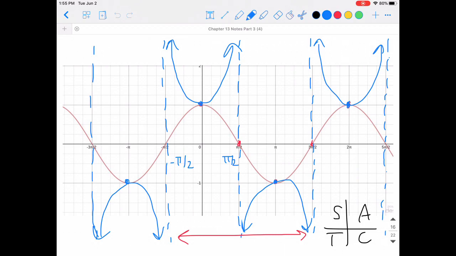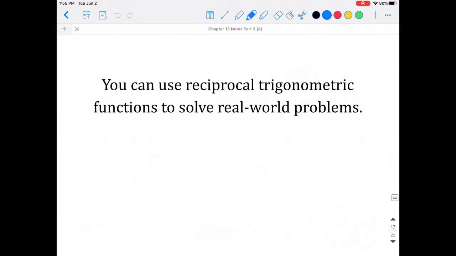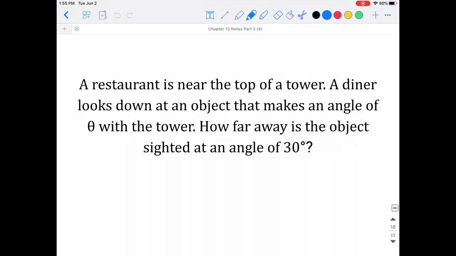And the last thing that we're going to go over in this section, everyone's favorite, a word problem. So you can use reciprocal trigonometric functions to solve real-world problems. A restaurant is near the top of a tower. A diner looks down at an object that makes an angle of theta with the tower. How far away is the object sighted at an angle of 30 degrees?